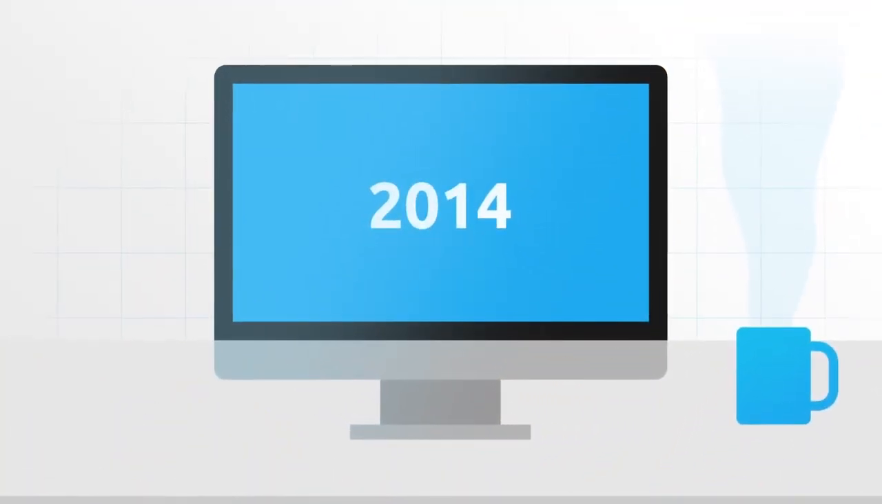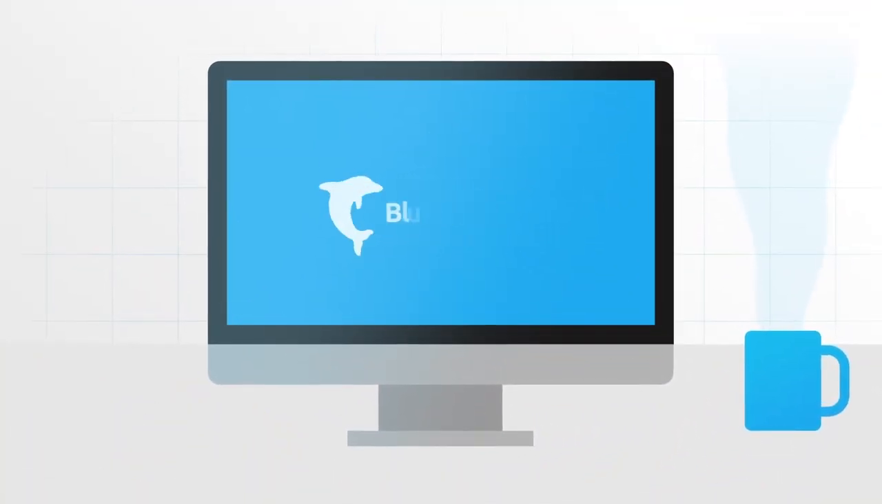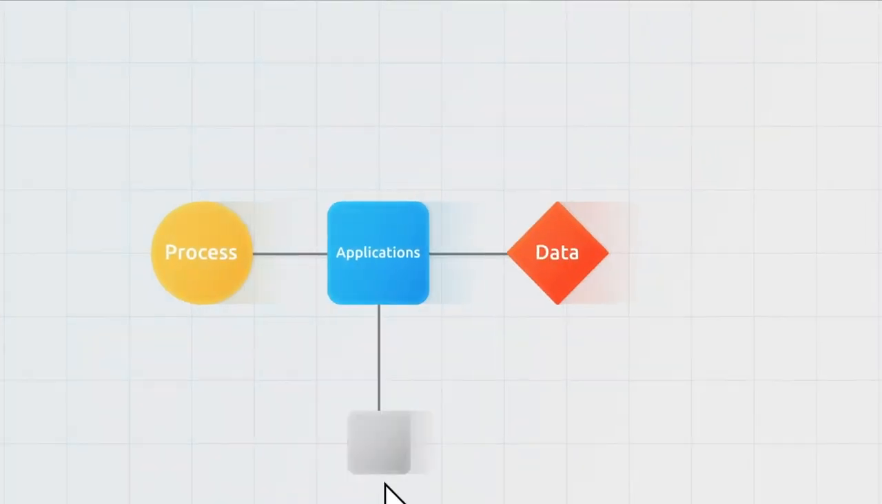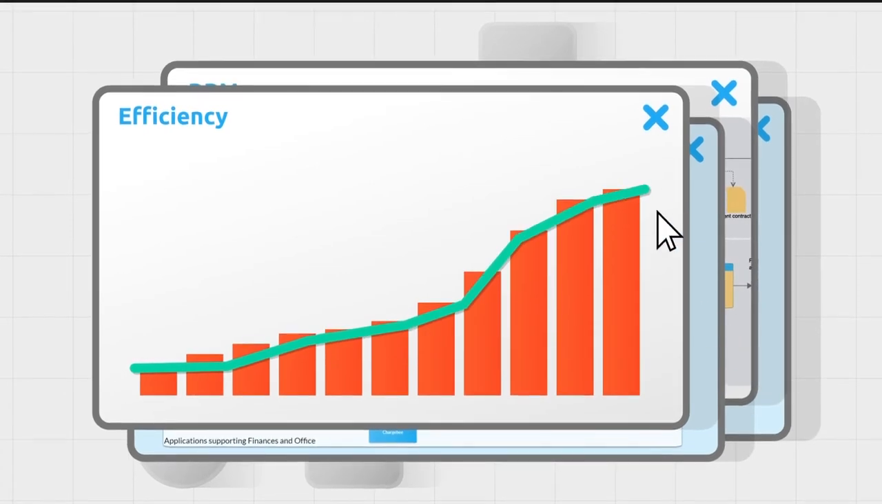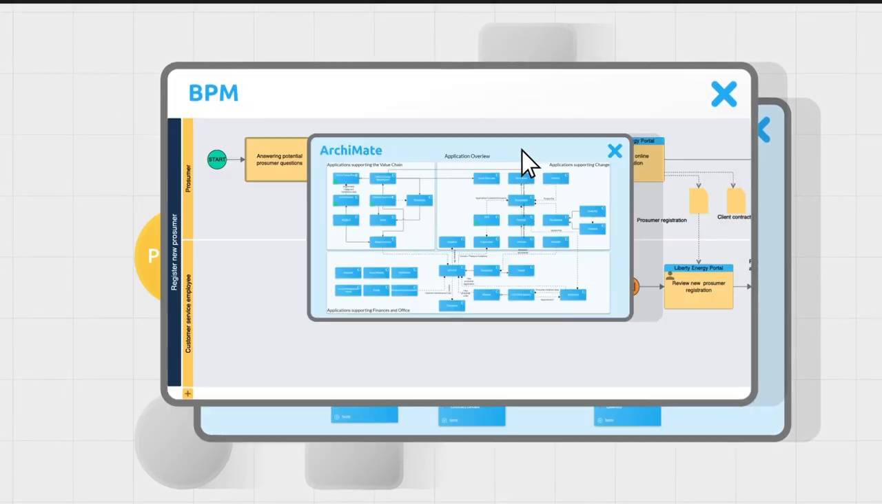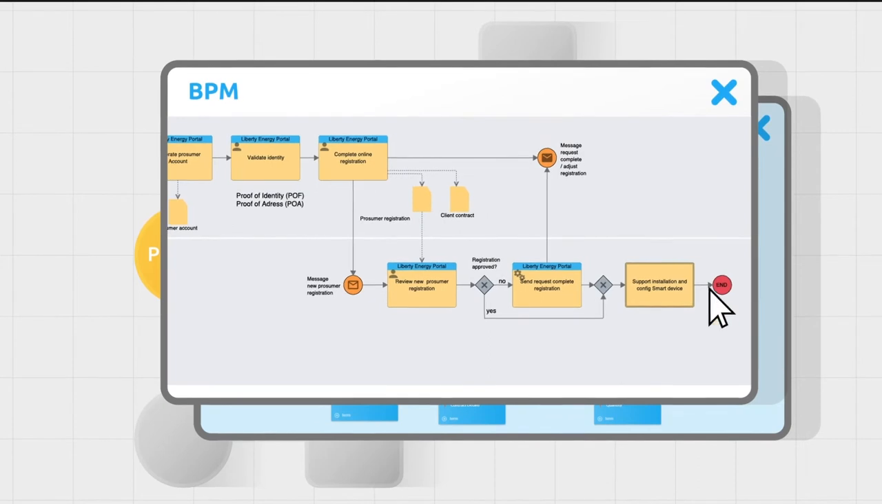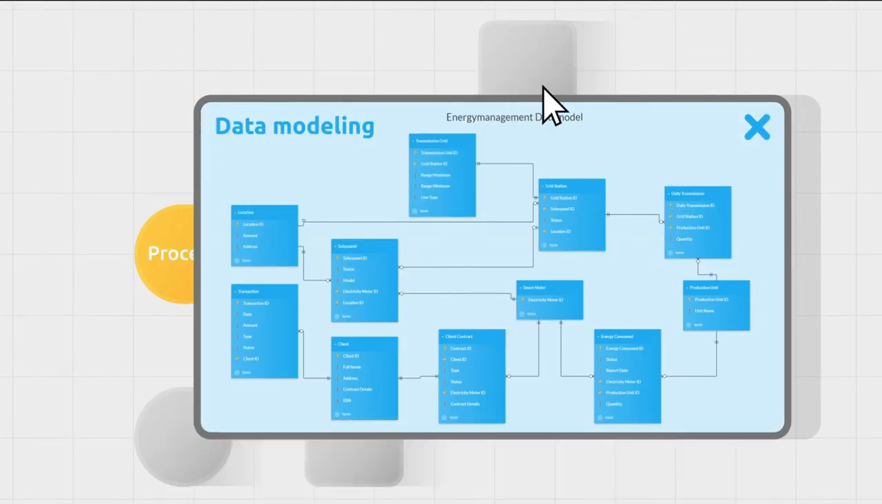So in 2014, we created the collaboration platform, Blue Dolphin. Blue Dolphin integrates process modeling, enterprise architecture, and data architecture. Because the key to successful execution is collaboration. It's user-friendly, supports the appropriate modeling language, and connects with existing sources of information.